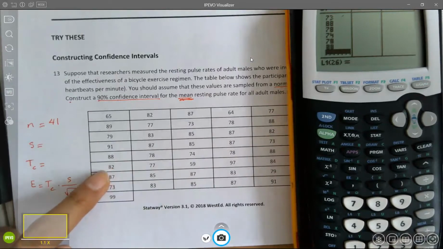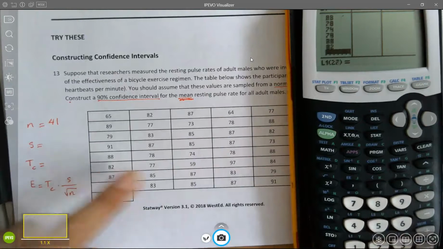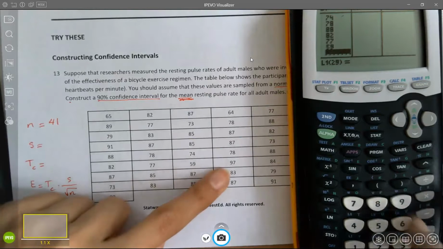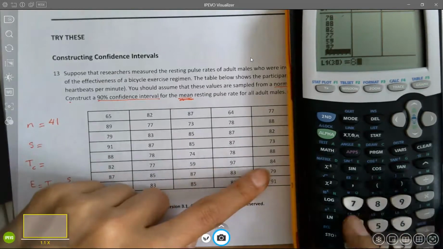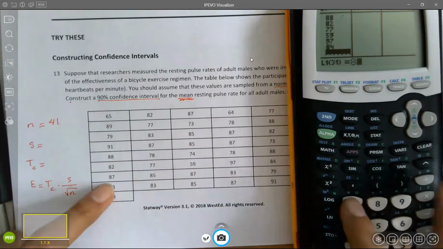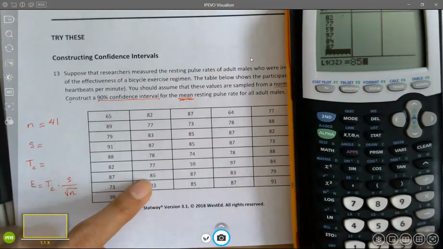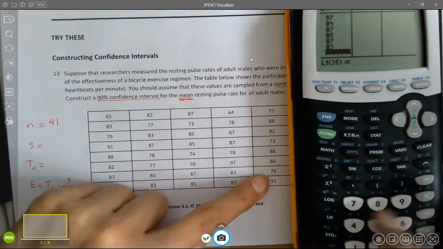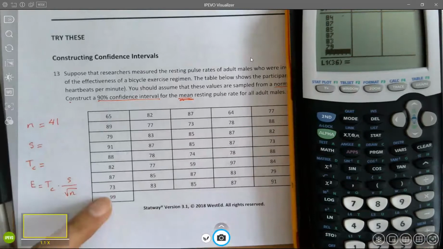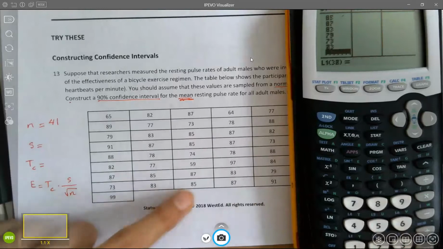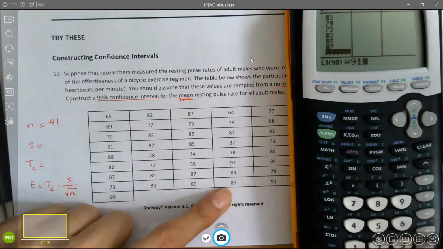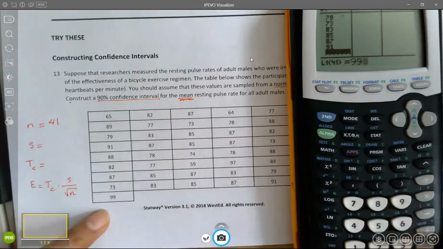Well, here I have 82, 77, 59, 97, 84, 87, 85, 87, 83, 79, 73, 83, 85, 87, 91, and finally 99.